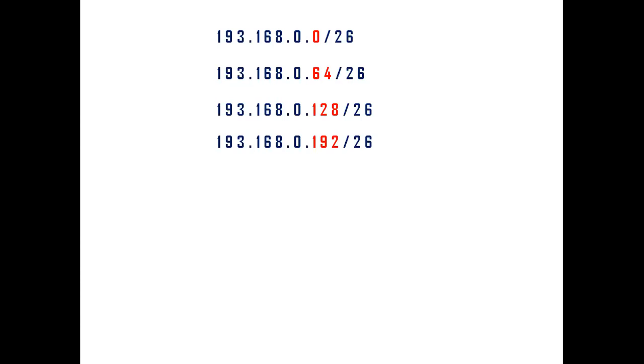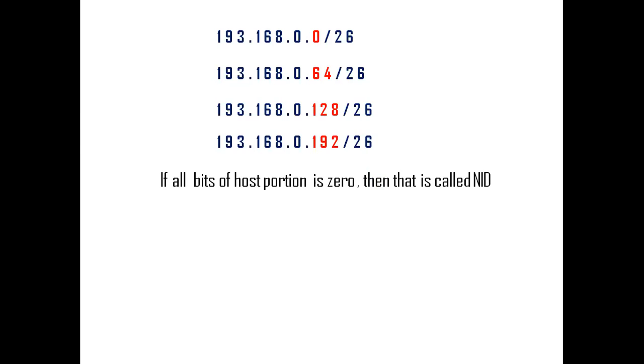But there is a logic here, a rule here. So what is the rule? Try to understand. If all bits of the host portion are 0, then that is called NID. NID means network ID. And if all bits are 1, then that is called BID, broadcast ID.